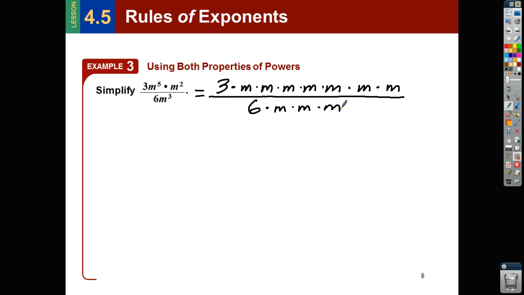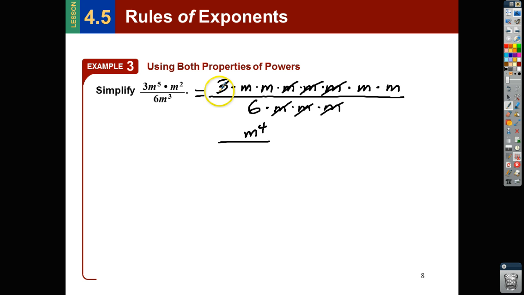And then I'm going to look to see what parts I can cancel. Simplify, really, right? So I'm looking at this and say, okay, this one cancels with that one. This one and this one make 1. This one and this one make 1. They cancel out. That's left with 1, 2, 3, 4, 4 m's in the numerator. So 3m to the 4th.